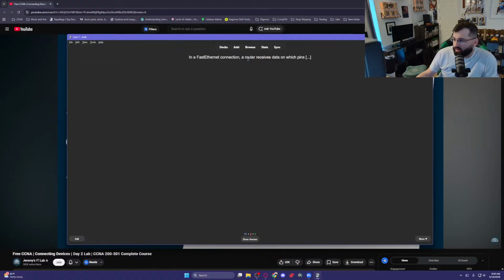In a Fast Ethernet connection, the router receives data on pairs. The router receives it, that's the big thing, which is 3 and 6. The only one that's different is the switch.